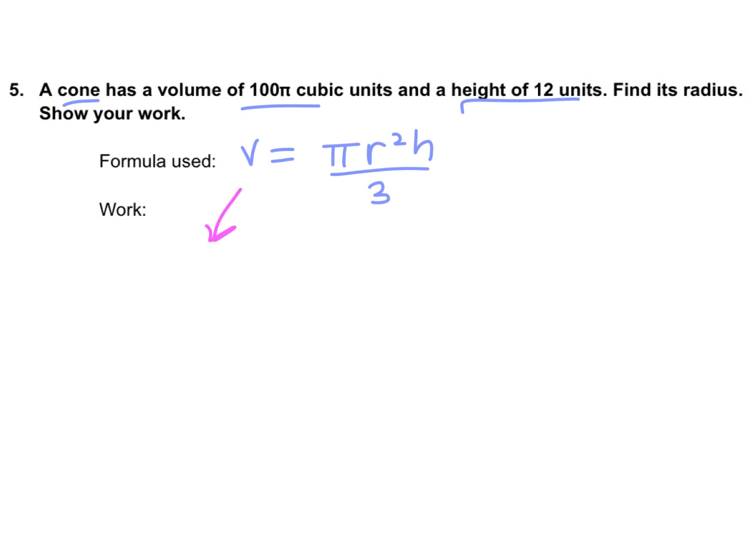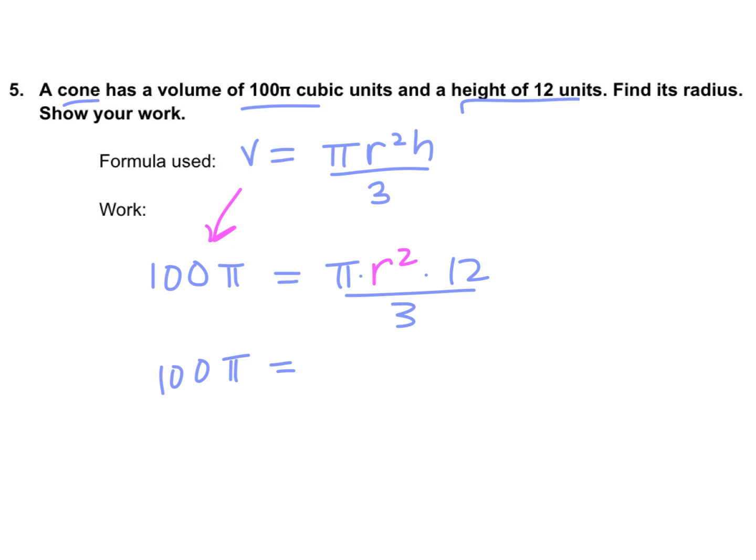And we do know the volume, so 100 pi. Okay, so pi over here. We're looking for the radius squared, so I'm going to put that in, radius squared we're looking for. And we do know that the height is 12, and we're going to divide that by 3. Okay, so I'm going to simplify on the right side of the equation. I'm going to just leave the pi symbol, but do 12 divided by 3, which is 4.